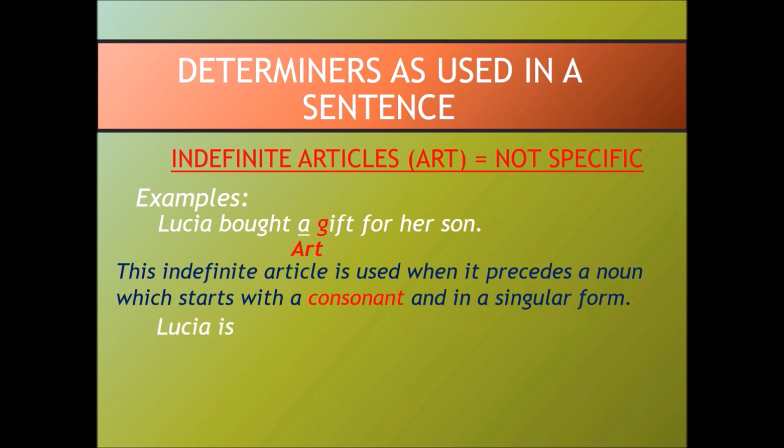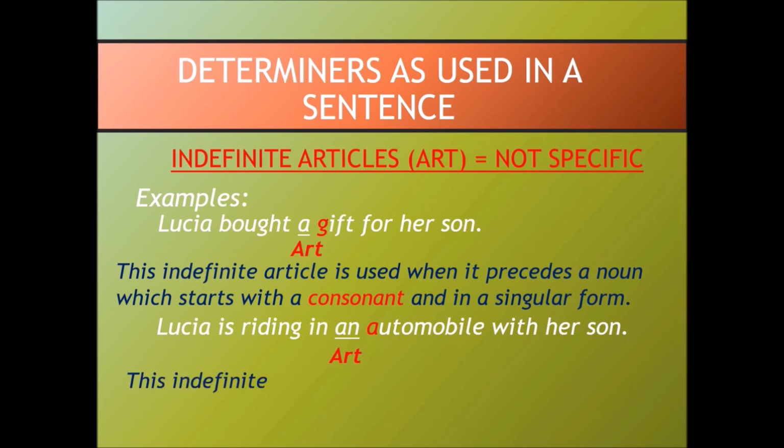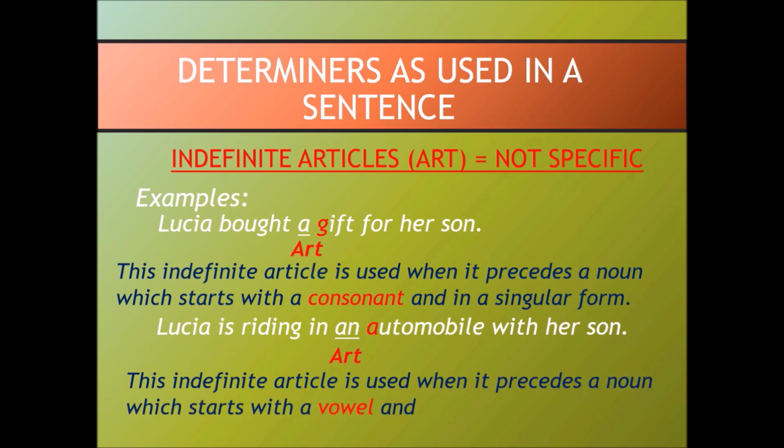Then for the second example, Lucia is riding in an automobile with her son. If you see, the article an is used, and this indefinite article is used when it precedes a noun which starts with a vowel and in a singular form. As you see, automobile is the noun which starts with letter A, a vowel. So therefore we use an as our article.